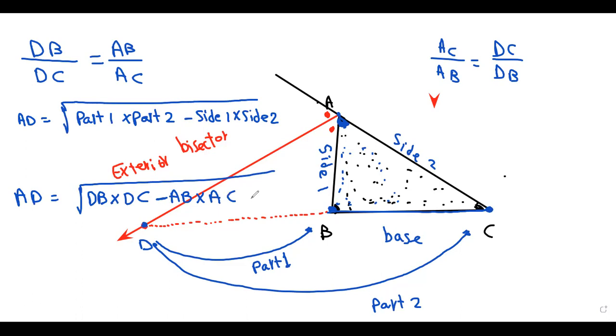Once again, how can we find the length of the exterior bisector? You will multiply part 1 times part 2 minus side 1 times side 2. You will multiply DB times DC minus AB times AC. That's it.